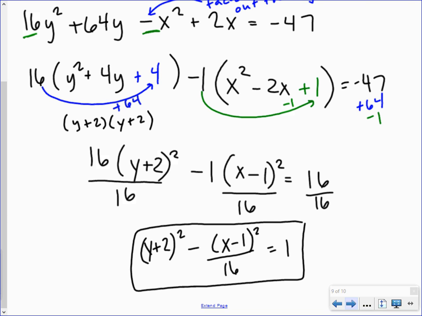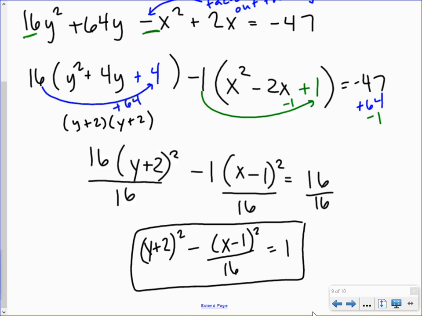Something for you to look at when you're doing your homework assignment is to think about how far away your focus is from your vertex, and what that does to your hyperbola in terms of width. Is it a wider hyperbola or a narrower hyperbola? We kind of looked at, I think Nick had the skinnier parabola because his focus was closer. Okay, so try to imagine what that would look like.